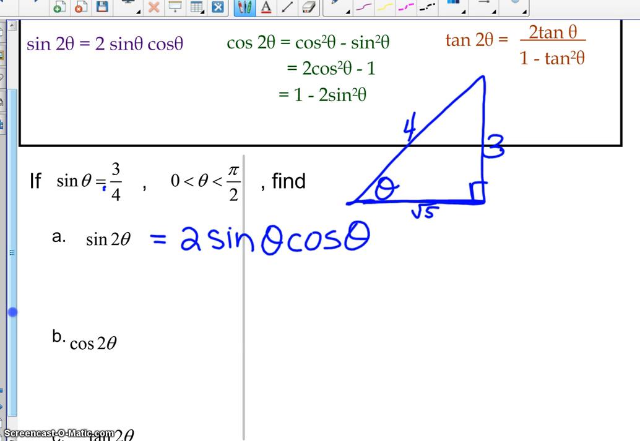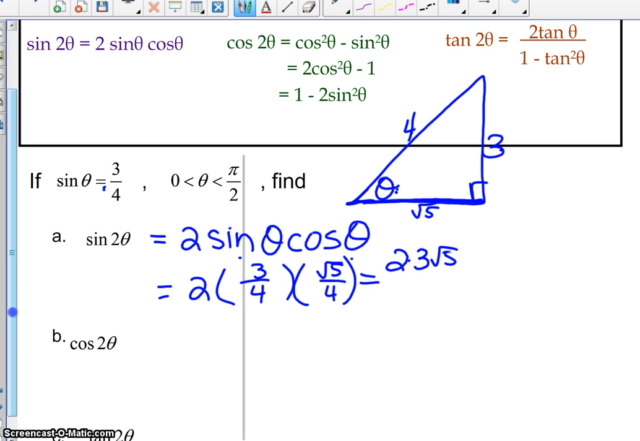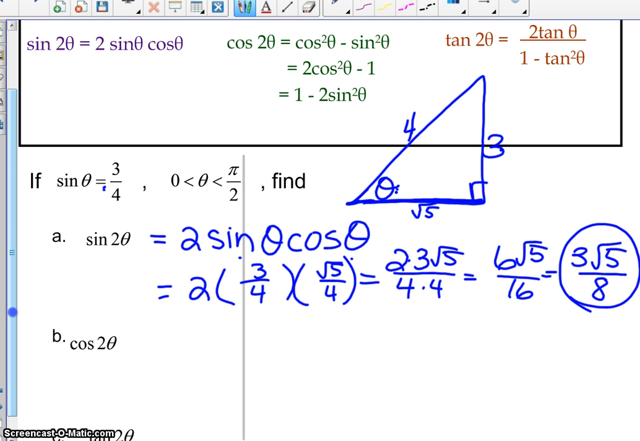That's our missing side. We're always looking at this triangle and this reference angle when we answer our questions. So our answer is 2 times the sine of that angle, which we already know is 3/4, times the cosine of that angle, square root of 5 over 4. So our answer is 2 times 3 times the square root of 5 on the numerator, and my denominator would be 4 times 4. So our answer is 6 times the square root of 5 over 16. If we reduce it, it's 3 times the square root of 5 over 8. That is our final answer.